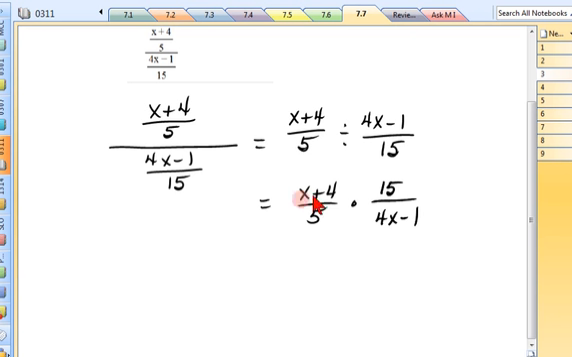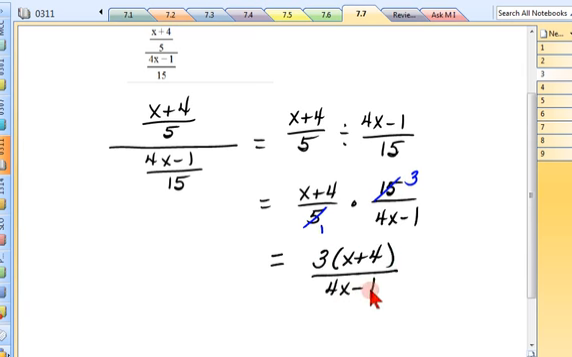Can I factor x plus 4? No. Can I factor 4x minus 1? No. Do I have common factors with the 5 and the 15? Yes. 5 goes in there once, 5 goes in there 3 times, and you are more than welcome to leave your answer as 3 times x plus 4 over 4x minus 1.